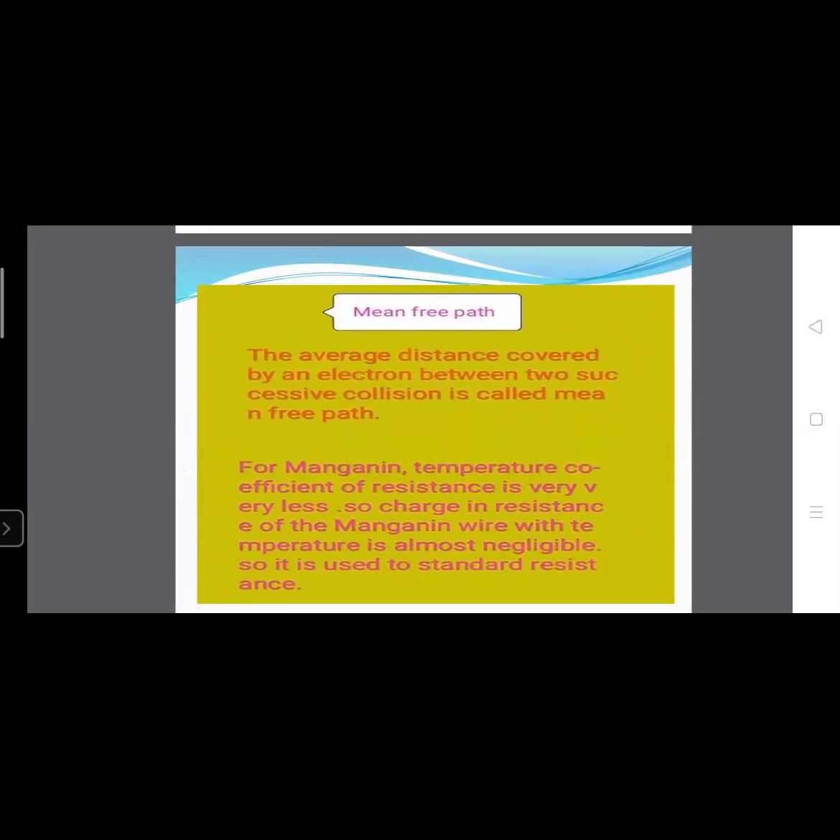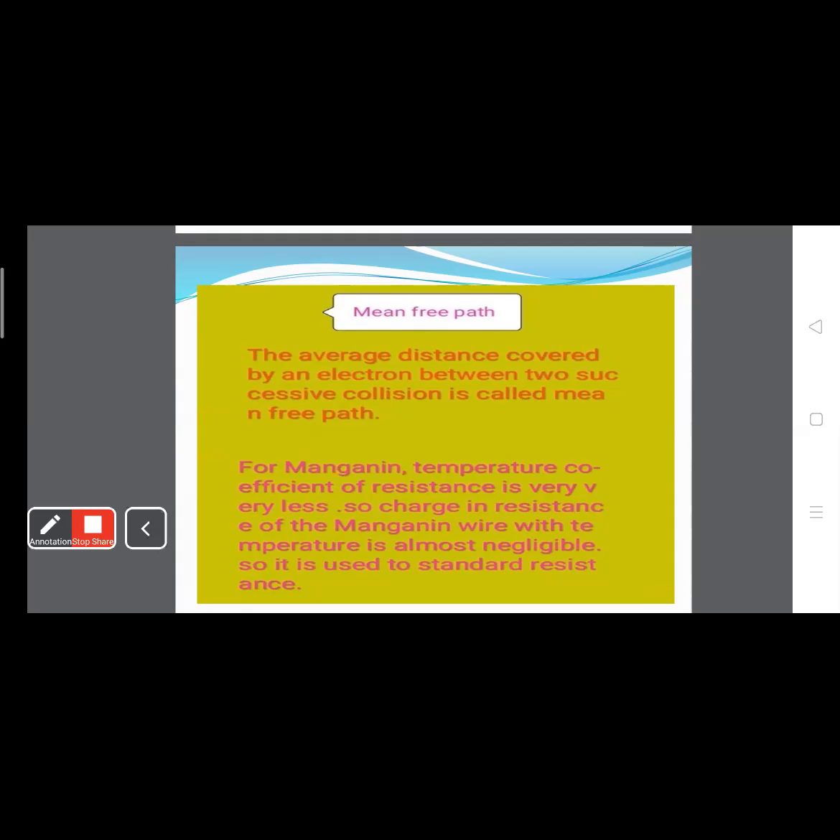Now, what is mean free path? When we were talking about the collision of electrons, we studied relaxation time. What was relaxation time? Relaxation time is the time that has elapsed since each electron suffered its last collision with the ions or atoms of a conductor. Its value is of the order of 10 raised to power minus 14 seconds. Okay. So now what is mean free path?